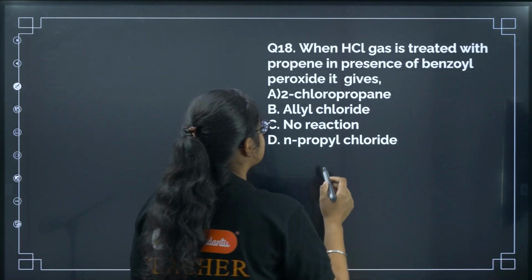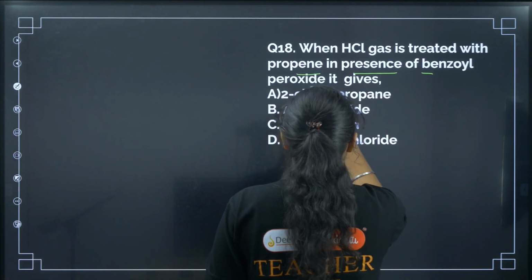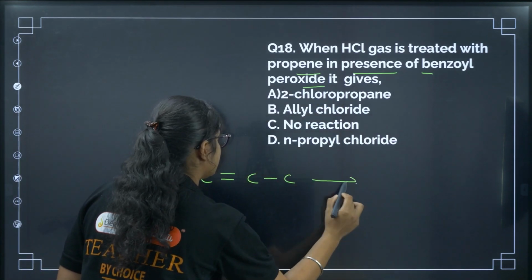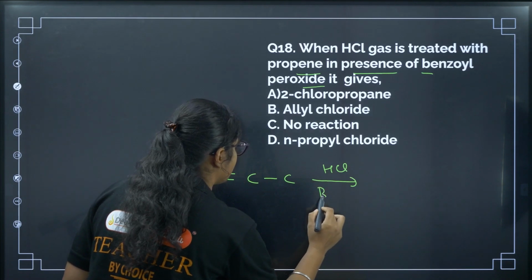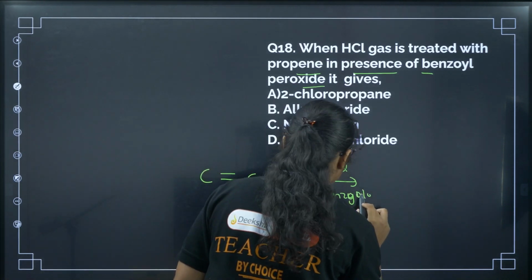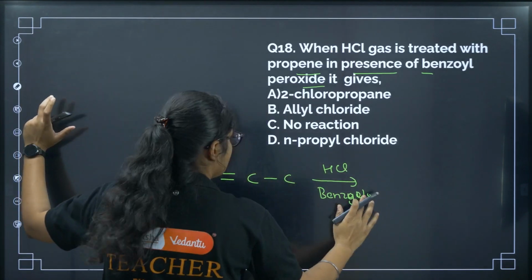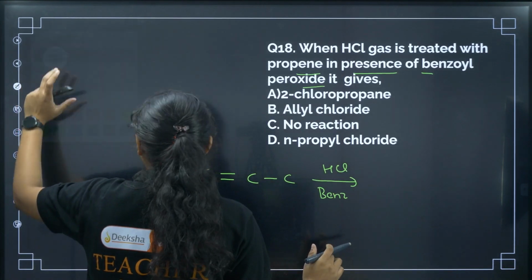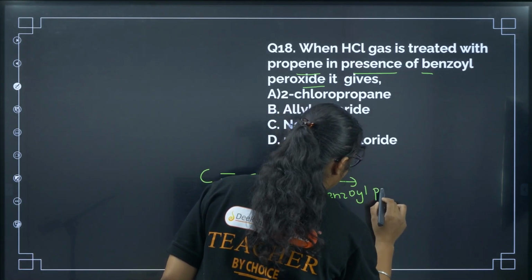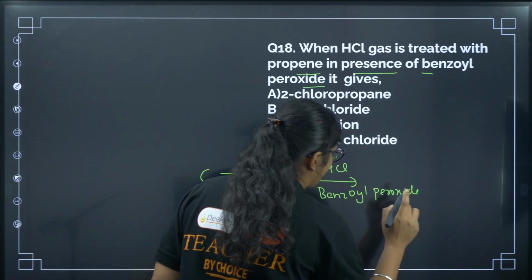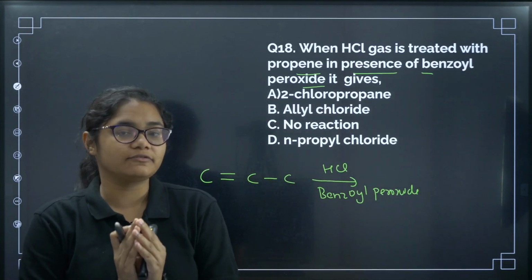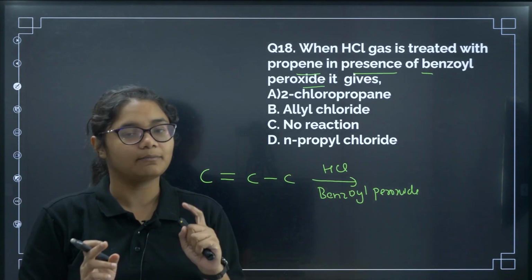Next, when HCl gas is passed through propene in presence of benzoyl peroxide. So we have propene here, and you are treating it with HCl and benzoyl peroxide. Now you might be thinking that there is a peroxide, so we will have anti-Markovnikov's rule. But you should remember that anti-Markovnikov's rule is applicable only in the case of HBr. All others will react under Markovnikov's rule.